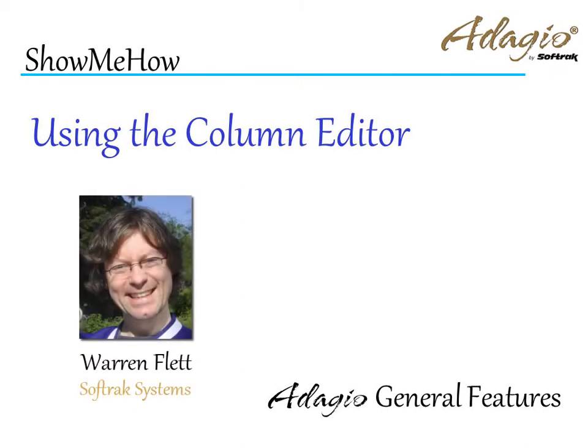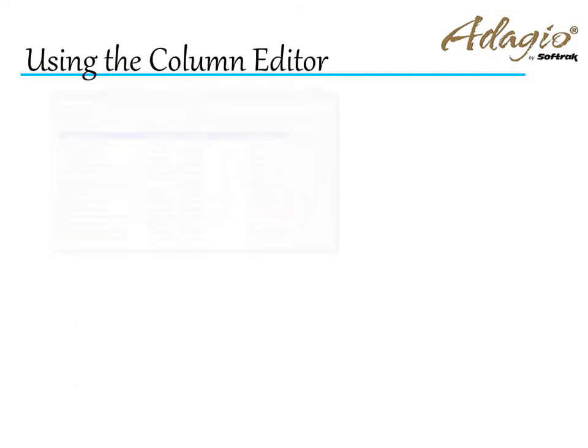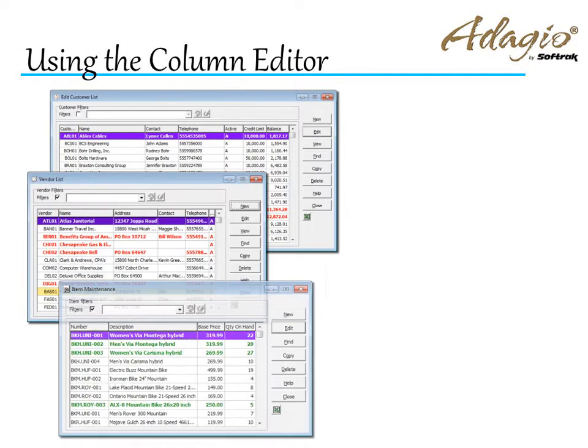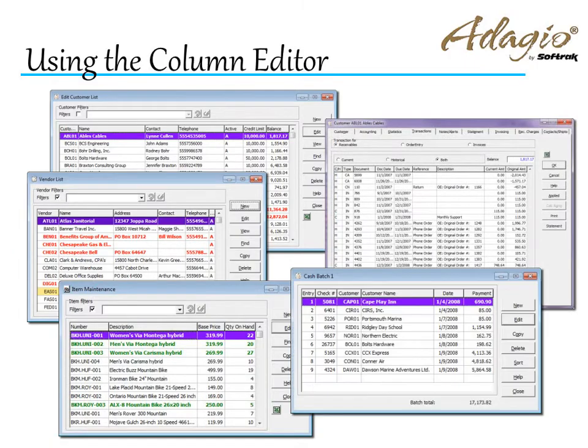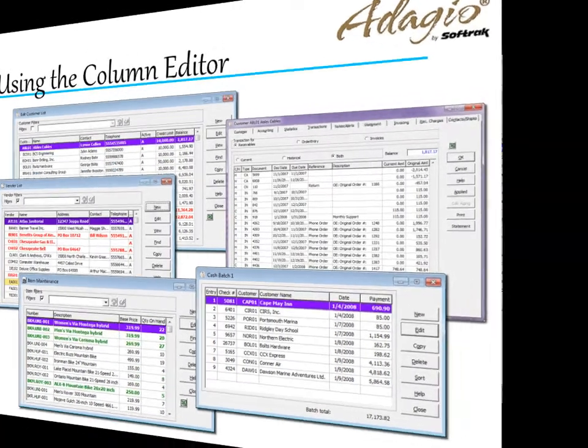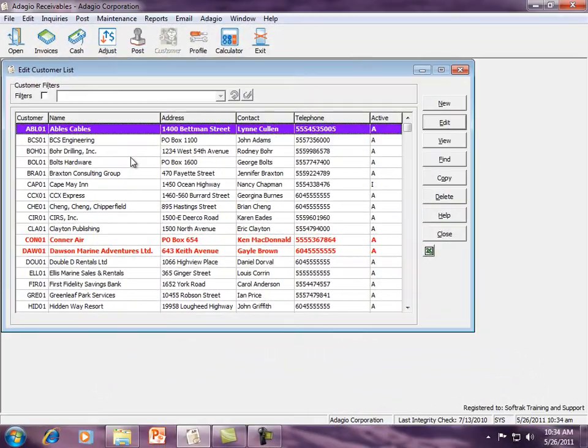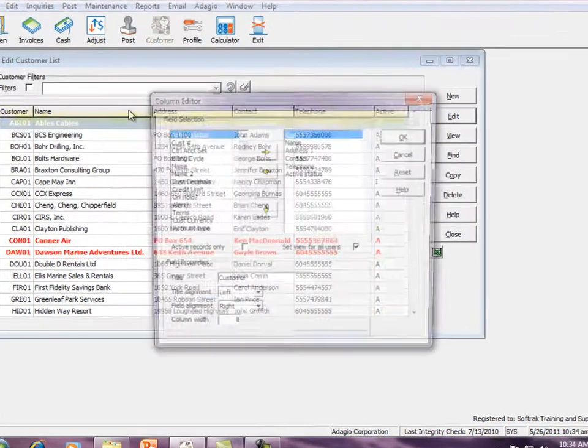You can modify grids in Adagio to display the information you want to see for records such as customers, vendors, items, transactions, batches, and many more. In order to change the columns on a particular grid, all you need to do is to double-click anywhere on the title bar to load the column editor.